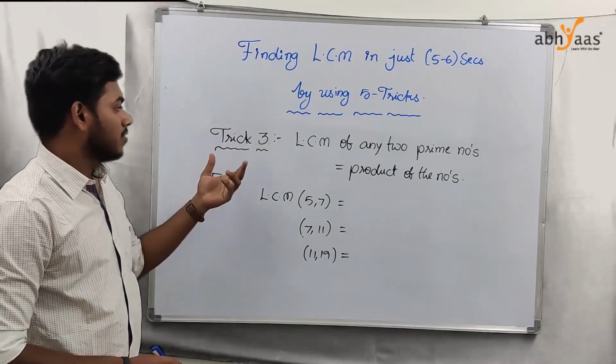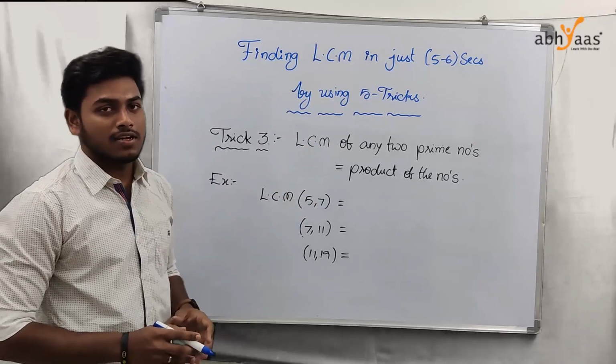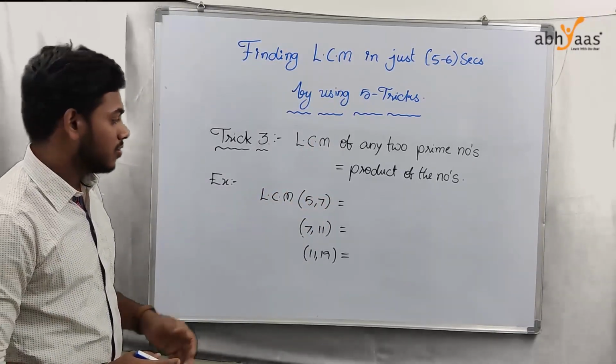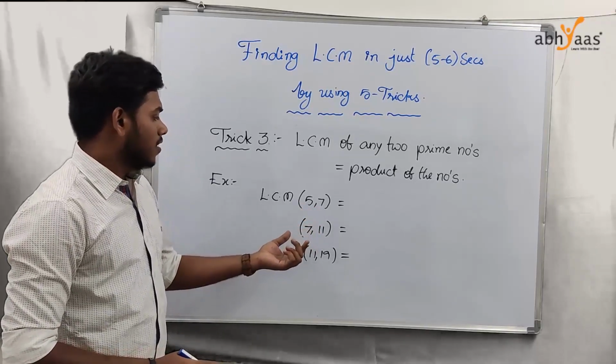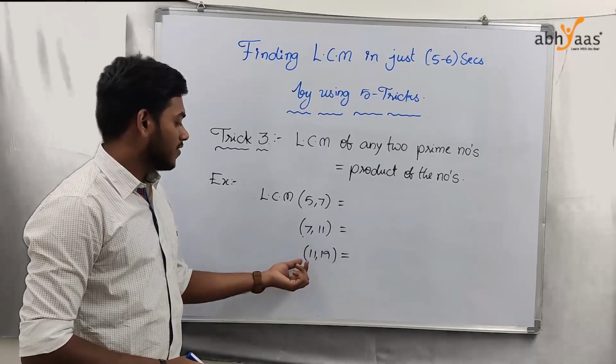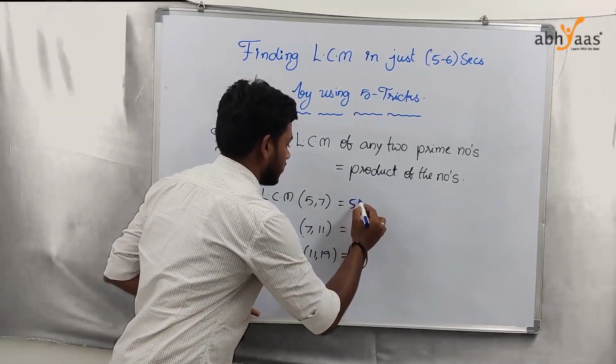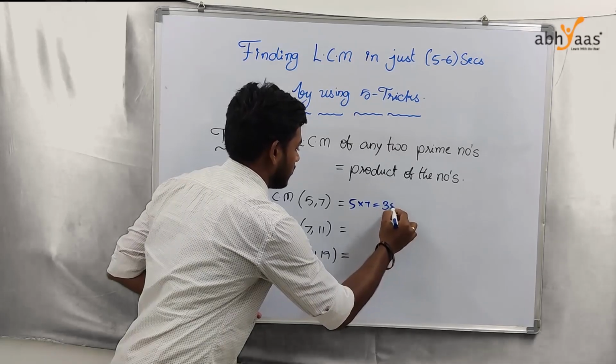Here is our third trick. The LCM of any two prime numbers is nothing but the product of the numbers. Have a look at these examples. 5 and 7 are prime numbers, 7 and 11 are prime numbers, 11 and 19 are prime numbers. The product of 5 and 7 is 35, so the LCM of 5 and 7 is 35.